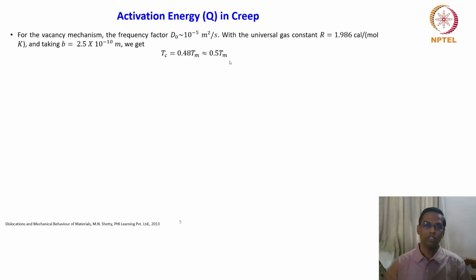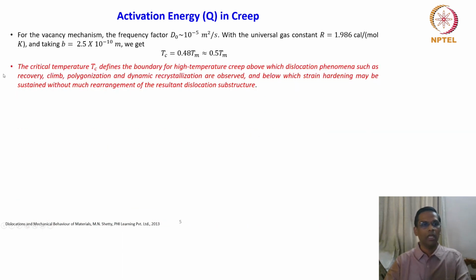There is another temperature in a similar range called the recrystallization temperature. That is also a very important temperature. The critical temperature is sometimes closely related to the recrystallization temperature, and will be of similar order. The critical temperature Tc defines the boundary for high temperature creep, above which dislocation phenomena such as recovery, climb, polygonization, and dynamic recrystallization are observed, and below which strain hardening may be sustained without much rearrangement of the resultant dislocation substructure. So this Tc decides whether the creep deformation is dominated by a diffusion controlled mechanism or a non-diffusion controlled mechanism.